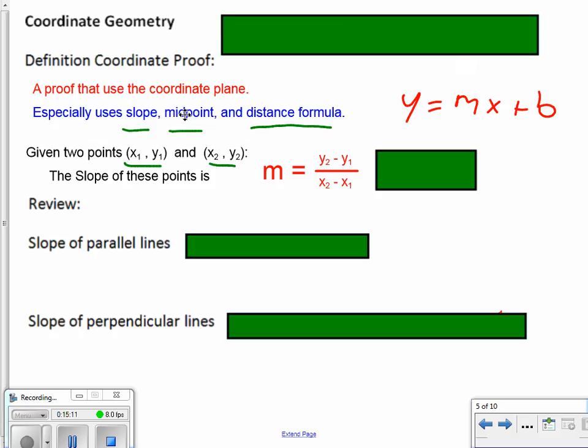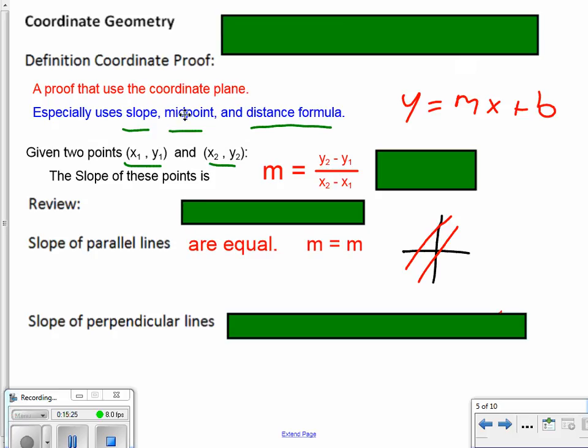Part of why it's important is if we look at parallel lines, the slope of any parallel lines. If I have my coordinate grid right here, and I have one line here, and this one is parallel to it, they're right next to each other in parallel, the slopes are equal. Okay, the slope of the top line is the same as the slope of the bottom one. So we'd say m equals m in that case, or slope equals slope. It's the same exact number.